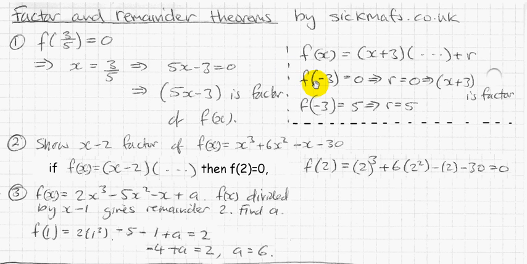Factor theorem says if you put minus 3 and you got 0, that means x plus 3 is a factor, and if you put minus 3 and 5 is a remainder, or any other number, that number is the remainder.